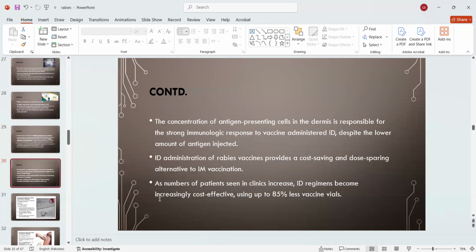The concentration of antigen-presenting cells in the dermis is responsible for the strong immunological response to vaccine administered intradermally despite the lower amount of antigen injected. Intradermal administration of rabies vaccine provides a cost-saving and dose-sparing alternative to intramuscular vaccination. As the number of patients seen in clinics increases, intradermal regimens become increasingly cost-effective, using up to 85% less vaccine vials.